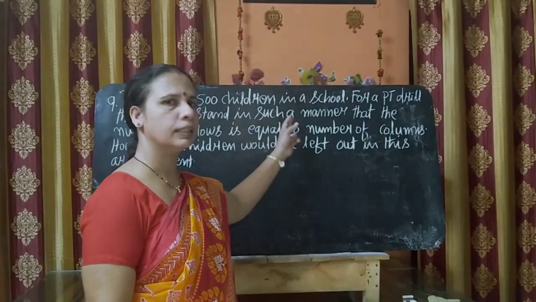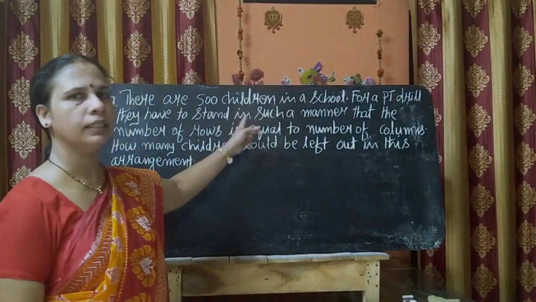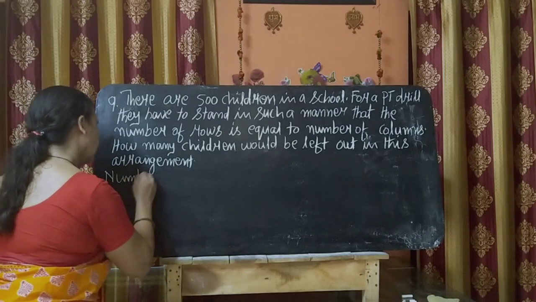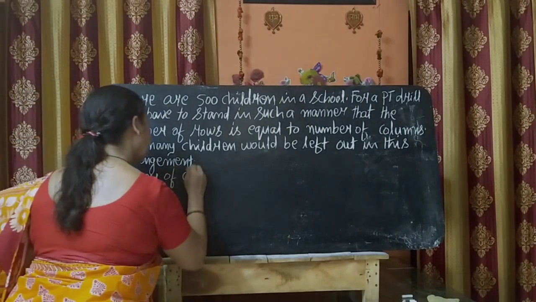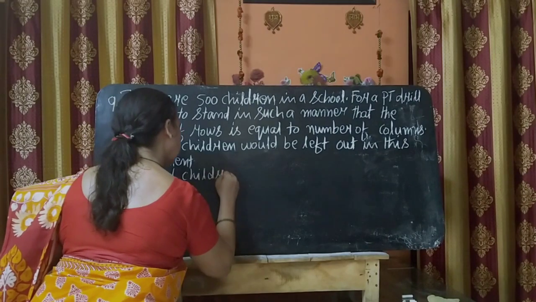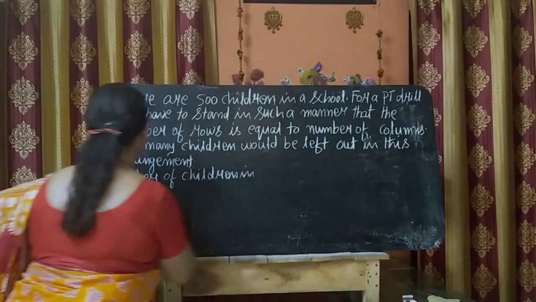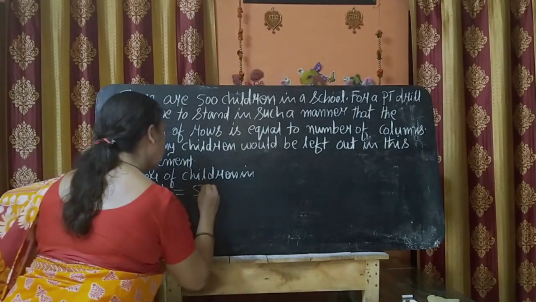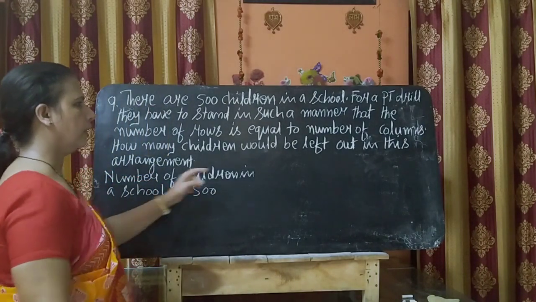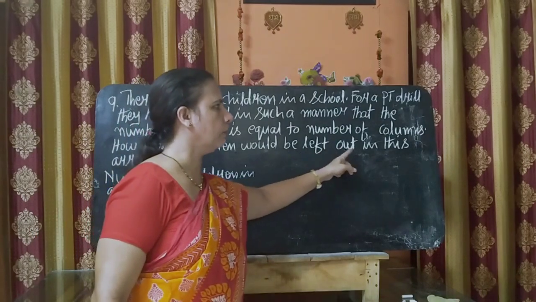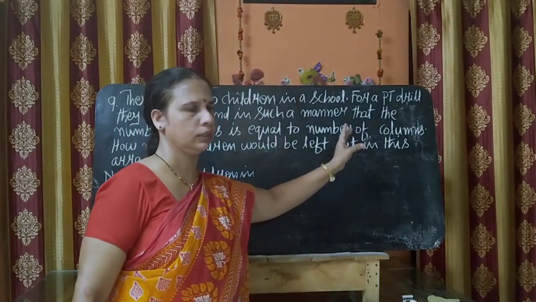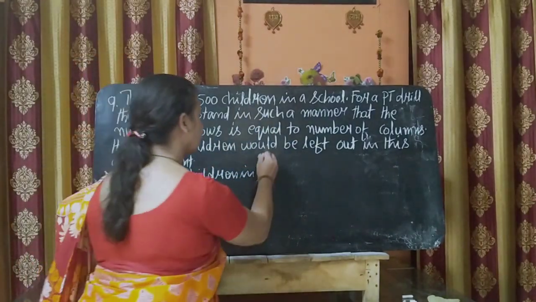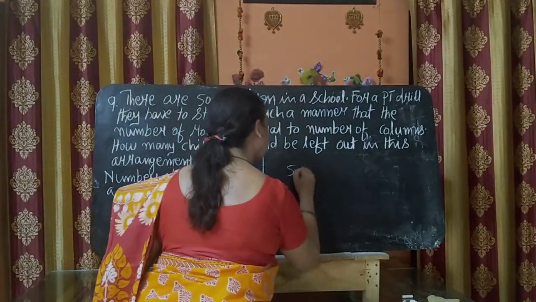How many children are there? 500 children in a school. The number of children in a school is 500. You have to find out how many children are left out when arranging in columns and rows. So we have to use the long division method to solve. 500.